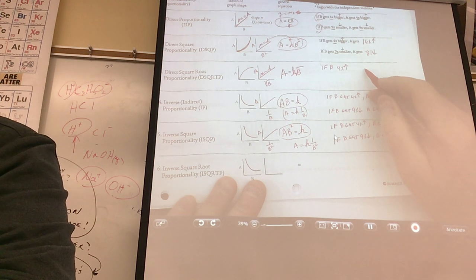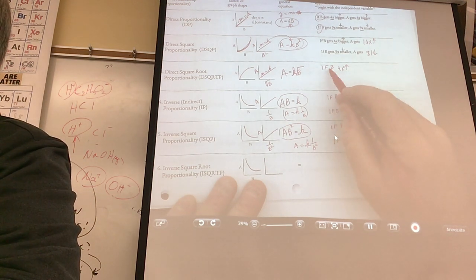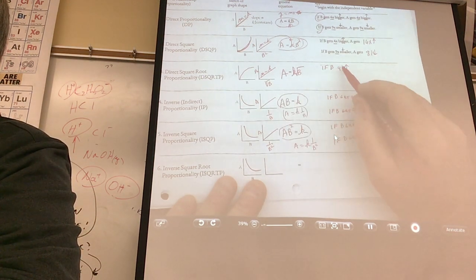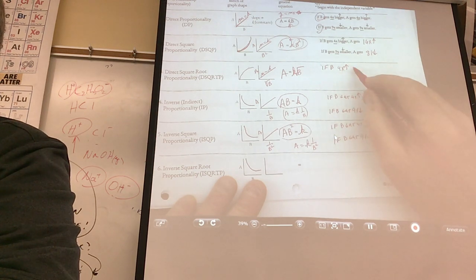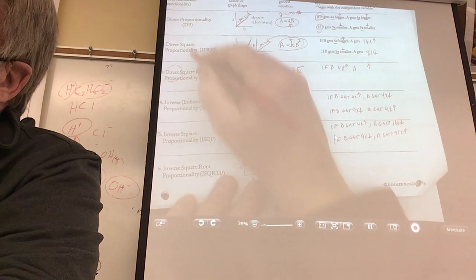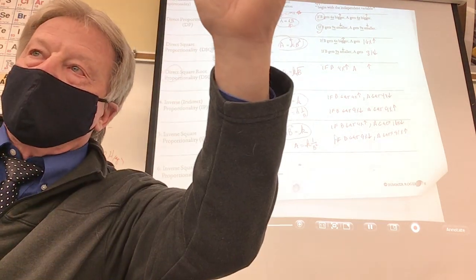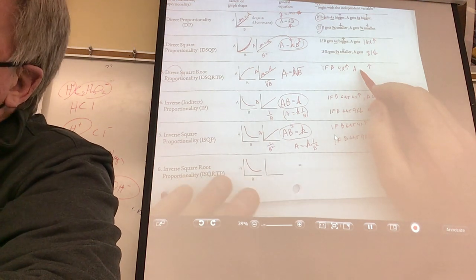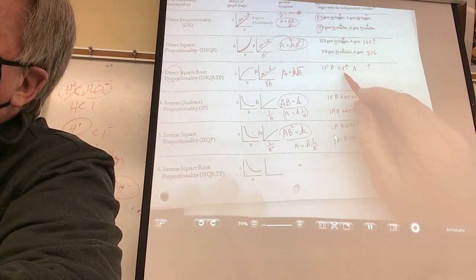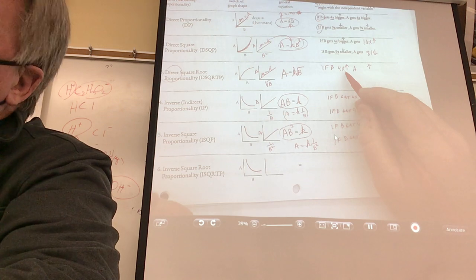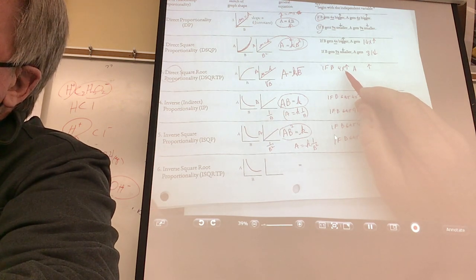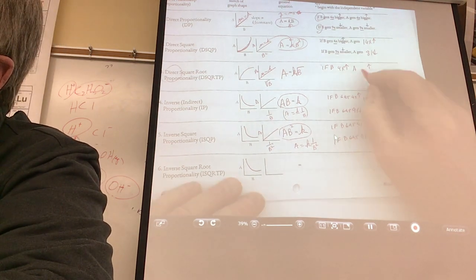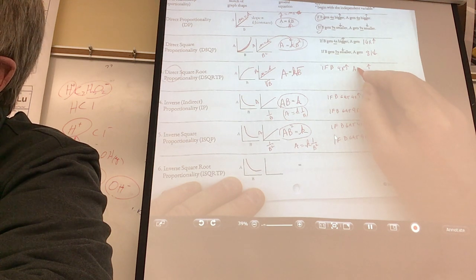All right, Ben, you help me out. If B were to get 4 times bigger, we know that A has to get bigger because it's one of the directs. All the directs, if you get bigger, I get bigger, right? So what's A going to do? Is it going to get 4 times bigger, 4 squared times bigger, or the square root of 4 times bigger? Square root. And what is that? Square root of 4. 2.